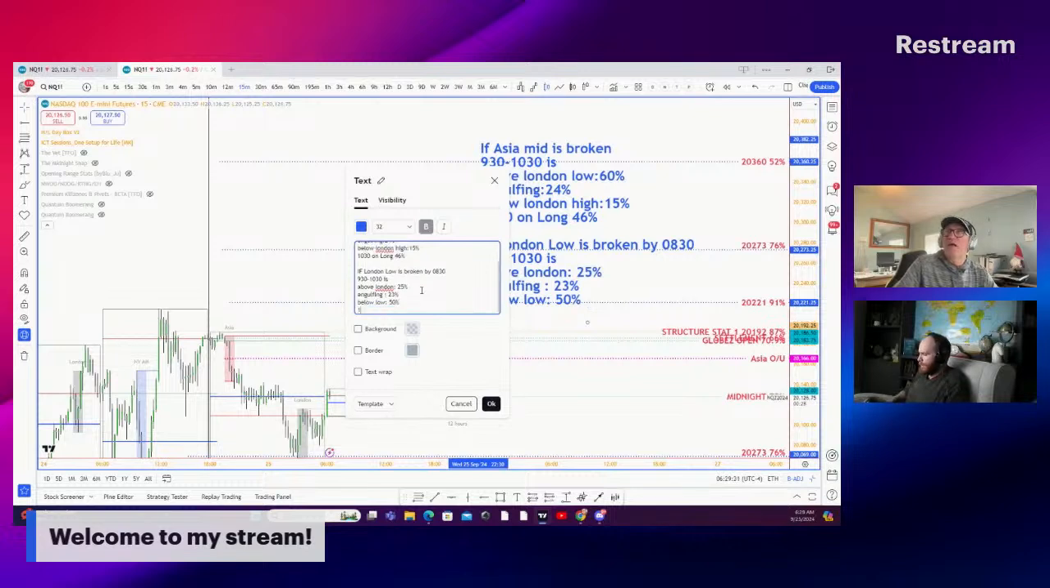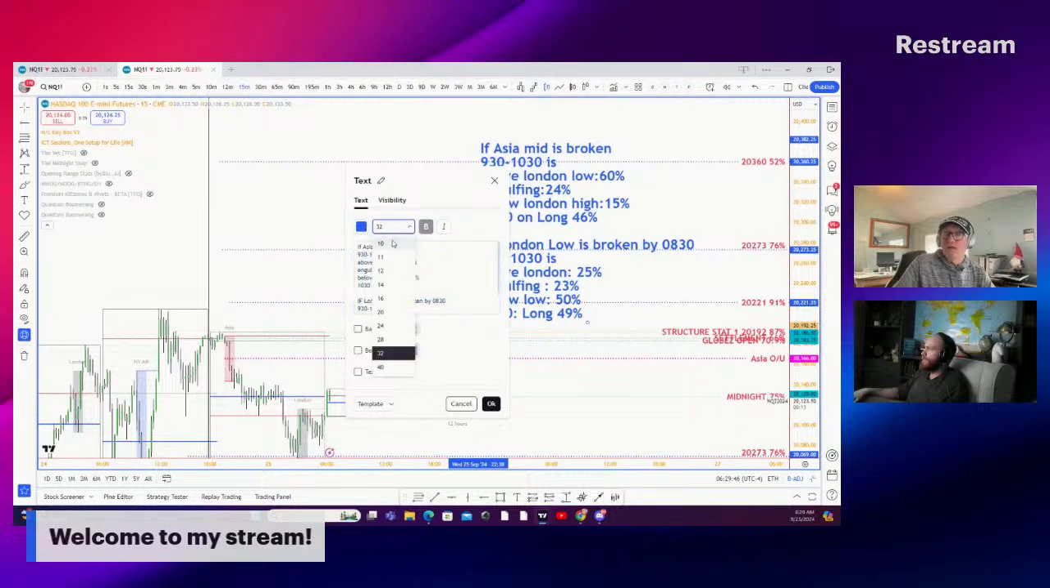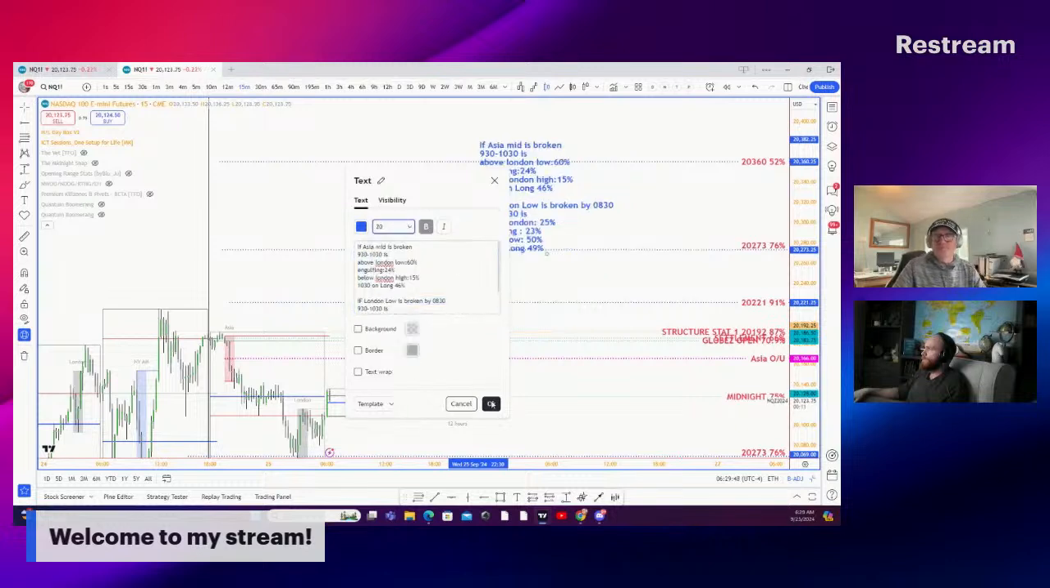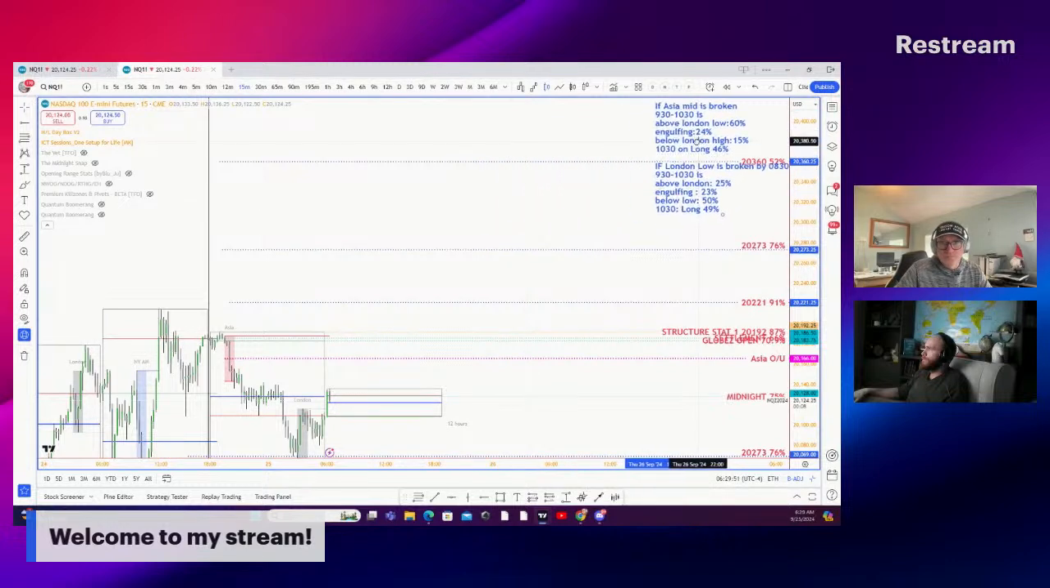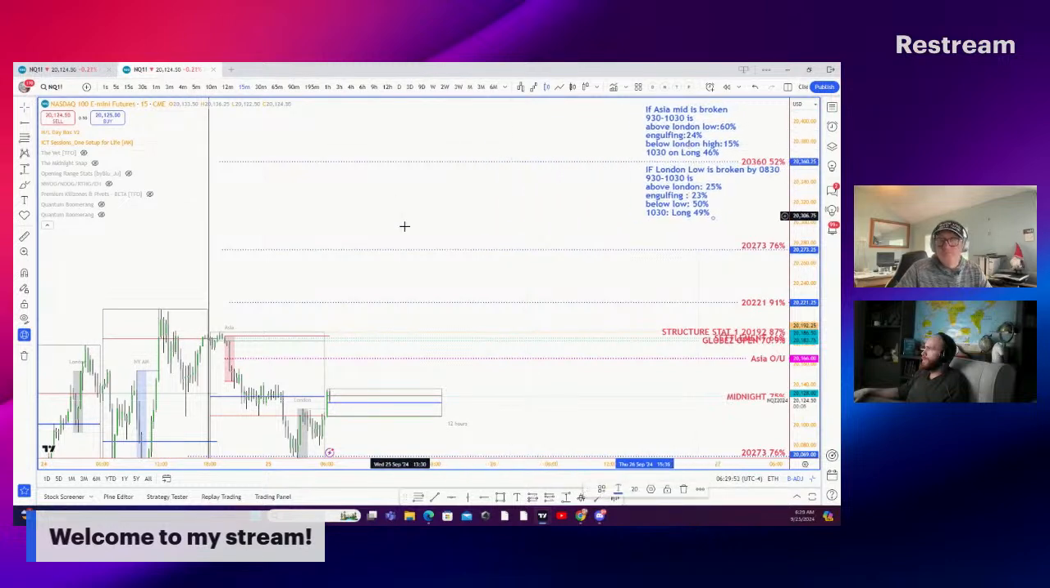All right. And after 10:30, long. And the win percent is what? 49%. All right. Cool. So now we have our probabilities on the charts.